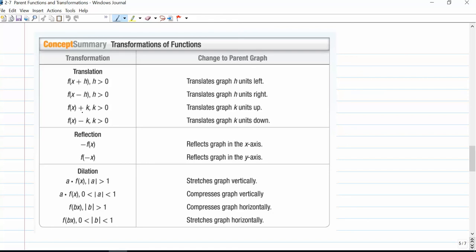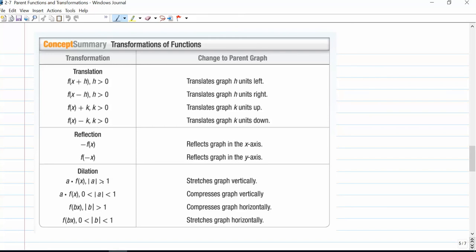If there's a number added outside the function, it's going to move the graph up. A number subtracted outside the function, it's going to move it down. A reflection, basically if there's a negative in it, it's either going to reflect it across the x-axis or across the y-axis. A dilation, whether there's a number outside the function or within the function, is going to determine whether the graph gets stretched or compressed vertically, or compressed or stretched horizontally.